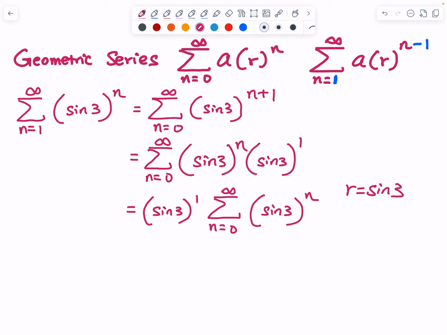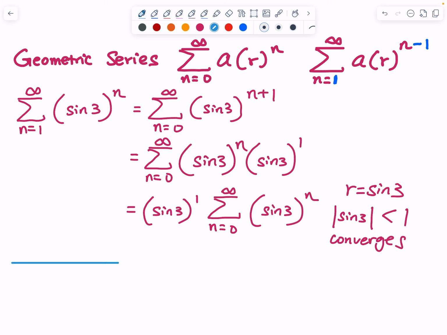Is sine 3 greater than 1? No, the absolute value of sine 3 is less than 1. That means the series converges. How do I know? Do I need a calculator? The answer is no, you don't need a calculator.